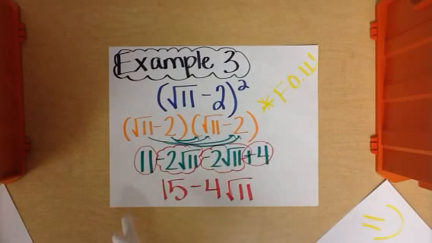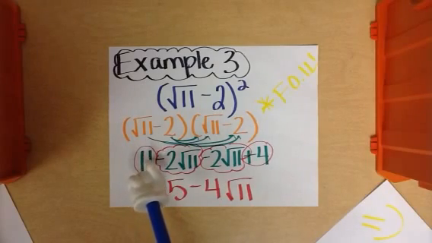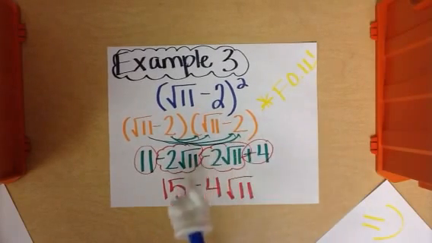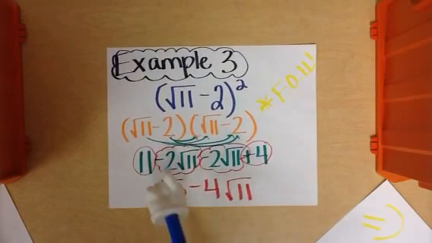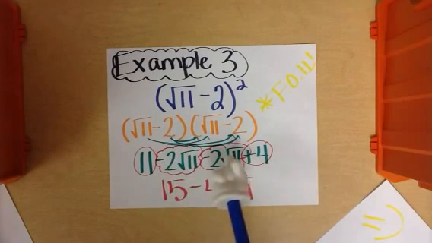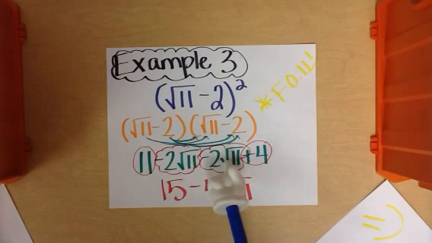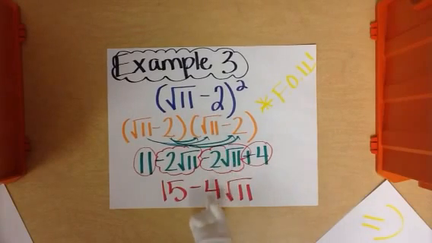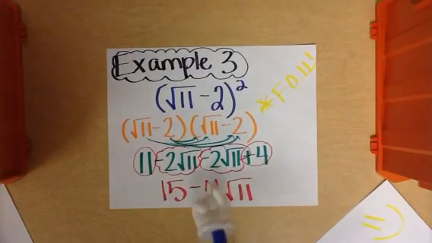Now I want to go back and look for like terms. If I take 11 and combine it with positive 4, I get 15. If I have negative 2 times the square root of 11 minus 2 times the square root of 11, those are like terms. I can combine them, which would give me negative 4 times the square root of 11.